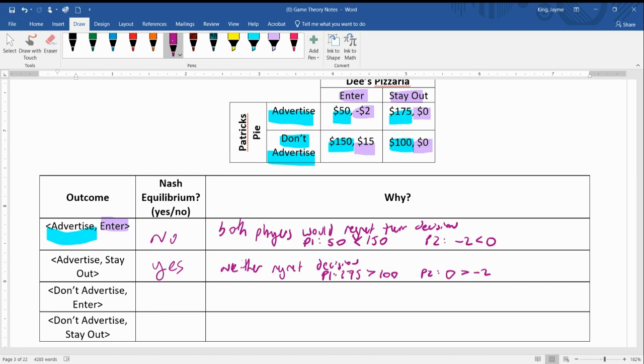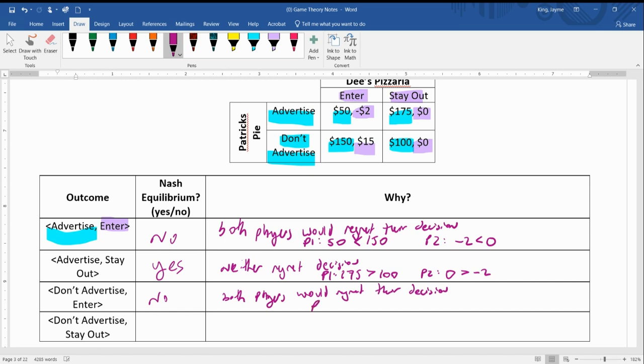All right, next cell. So in this one, player one chose not to advertise. If they'd chosen to advertise instead, and player two's decision didn't change, that would bump them up here. So they'd be making less money. They'd be unhappy. So already this is not a Nash equilibrium. I'm going to check player two anyway. Player two, if they had chosen instead to stay out, would also be making less money. So it's not a Nash equilibrium as long as either one or the other player is unhappy. But in this case, they both happen to be unhappy. So it's not a Nash equilibrium.